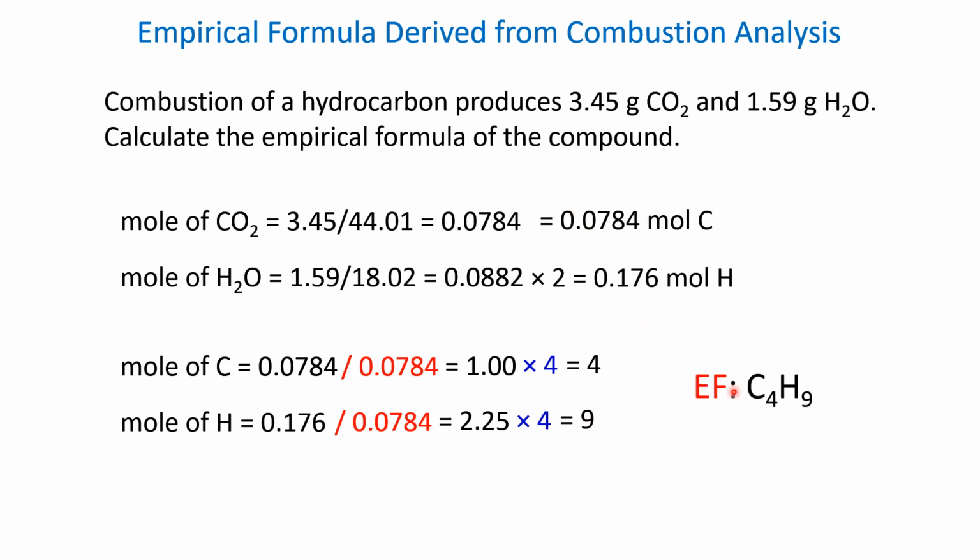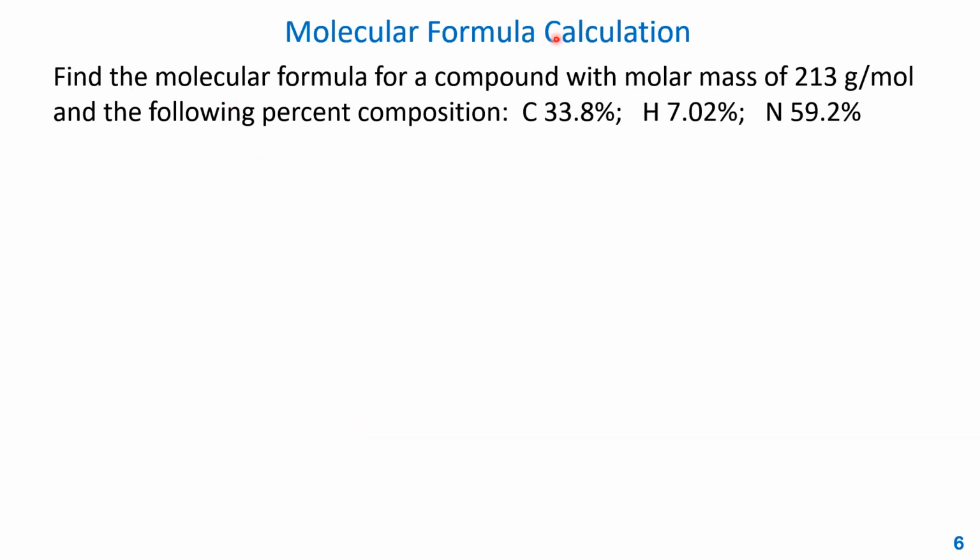So the empirical formula will be C4H9. That's 4 as the subscript of carbon, 9 as the subscript of hydrogen. Okay, so those are examples of how to calculate the empirical formula. Now let's talk about how to calculate the molecular formula. Sometimes you first need to calculate the empirical formula and then calculate the molecular formula.